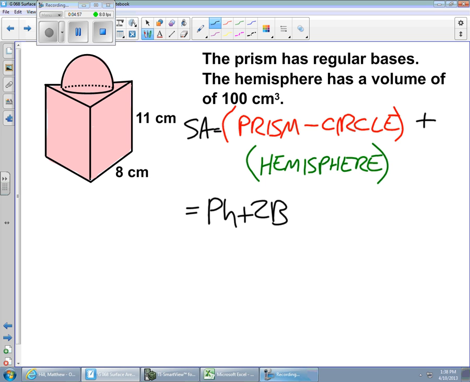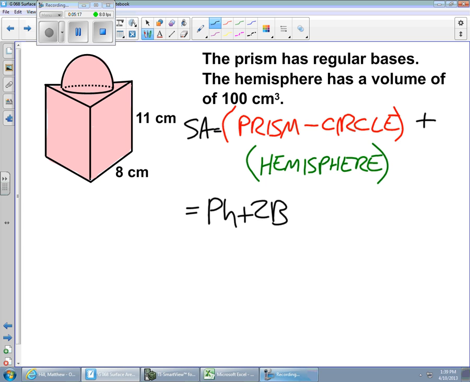Okay, formula straight off the chart, pH plus 2b. Now, do we want both of the bases? I think we do. I think we do want both of the bases. Now, one of them is not complete, which is why we have the minus circle, but there's no reason for us to adjust this formula.